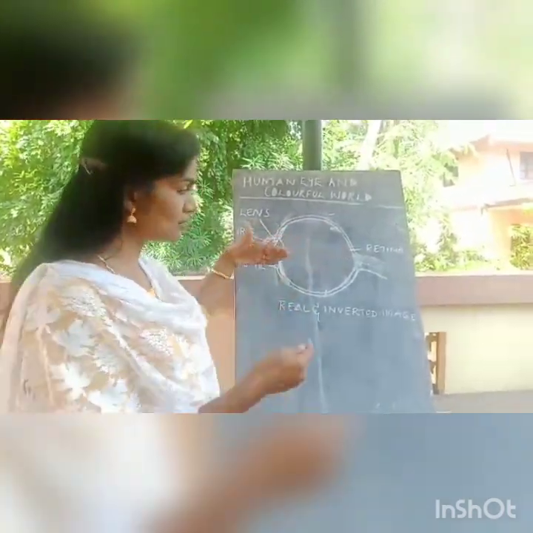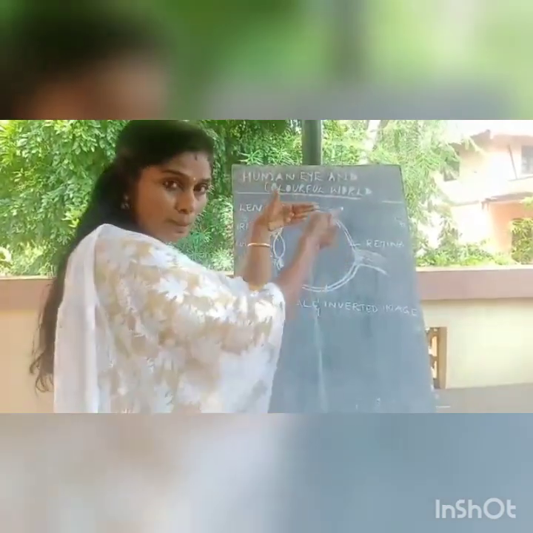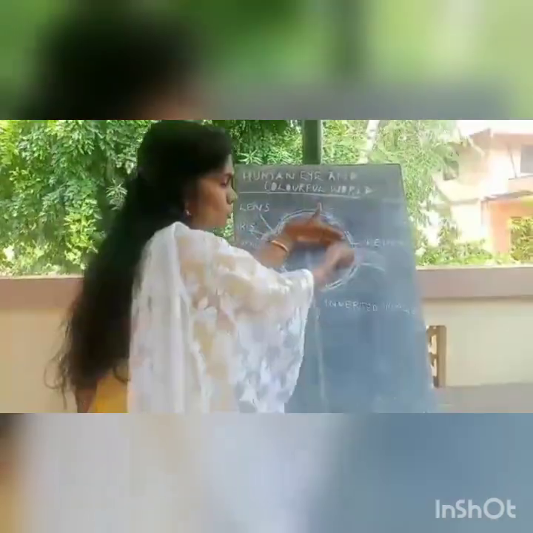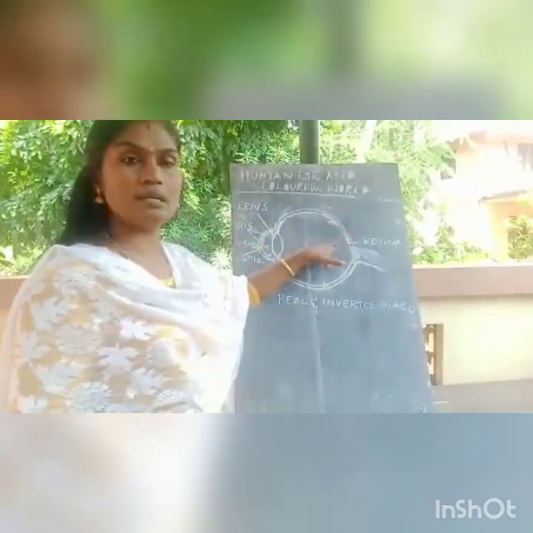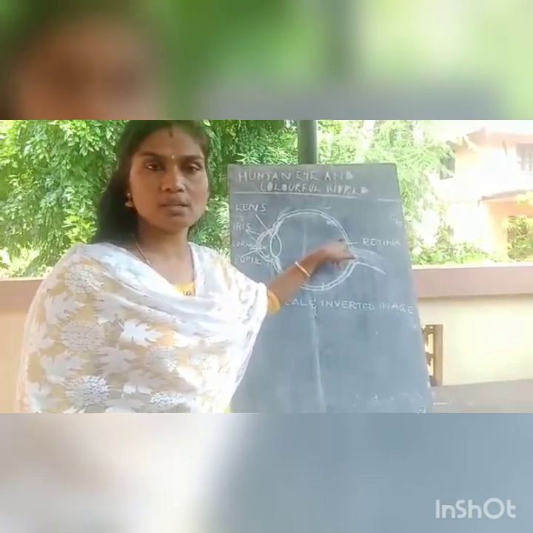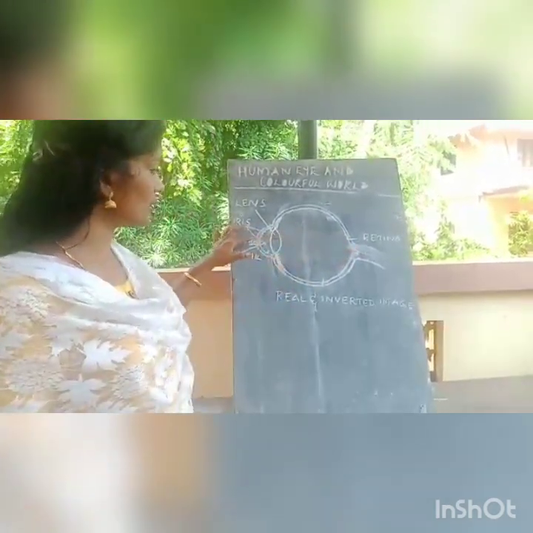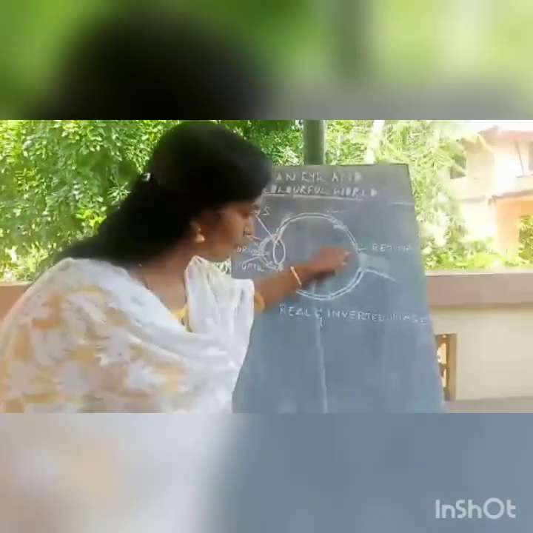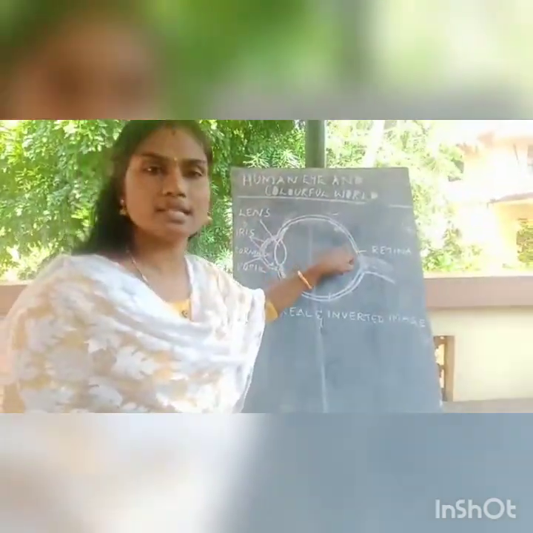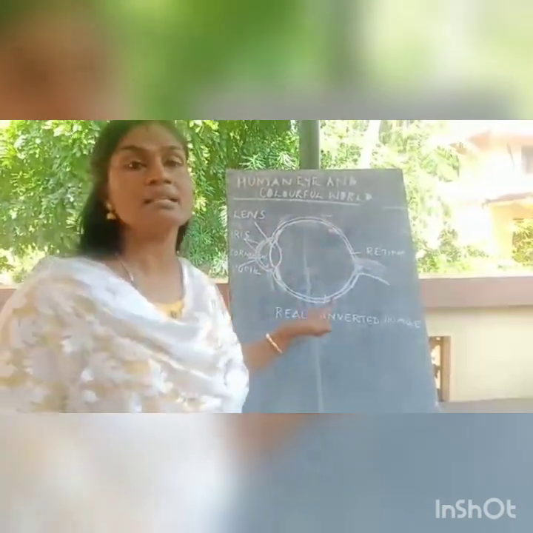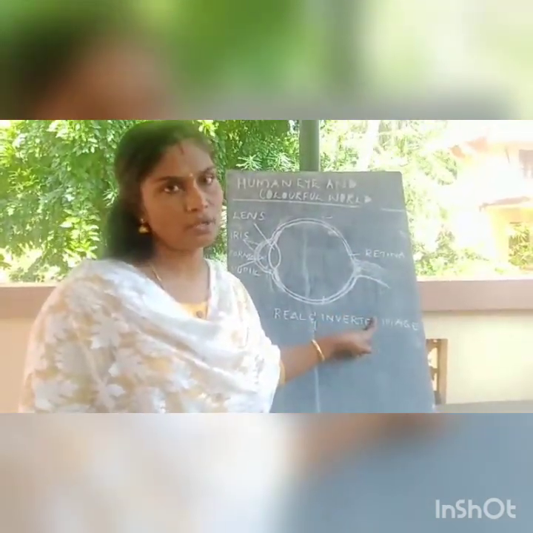So it will bend the rays to a point. As it is a convex lens, it will converge the rays to a point to get an image, and that will be formed at the retina. Is it clear for you? So the light rays will pass through the lens and meet at a point, that is the retina. There we will get which type of image? Real and inverted image.